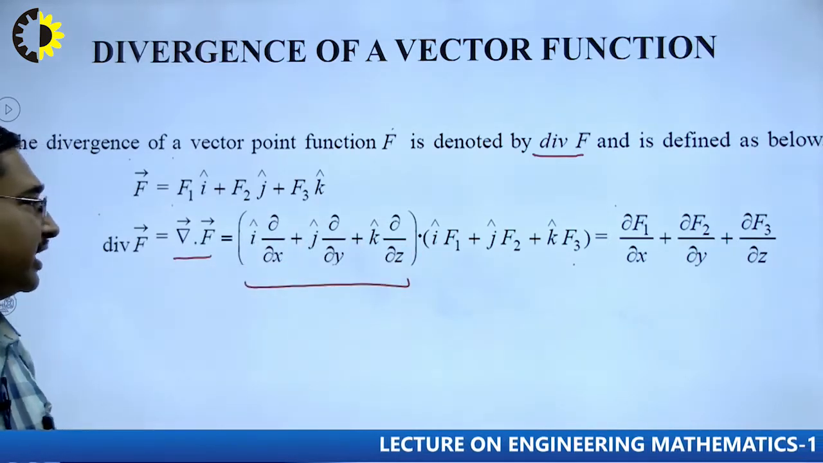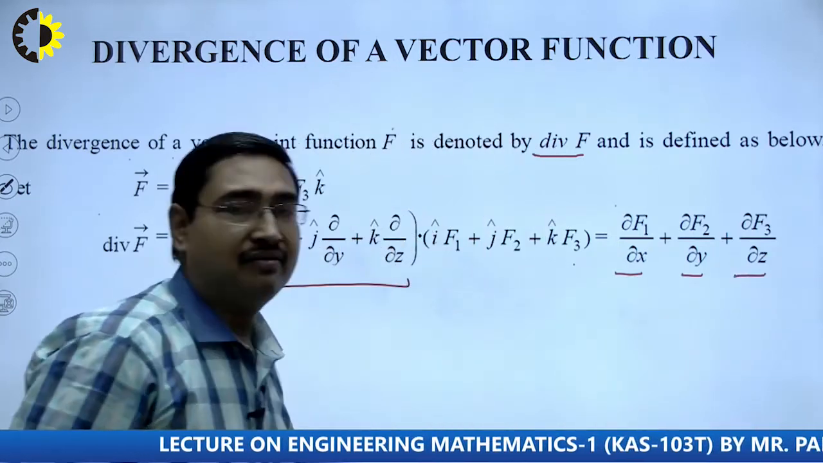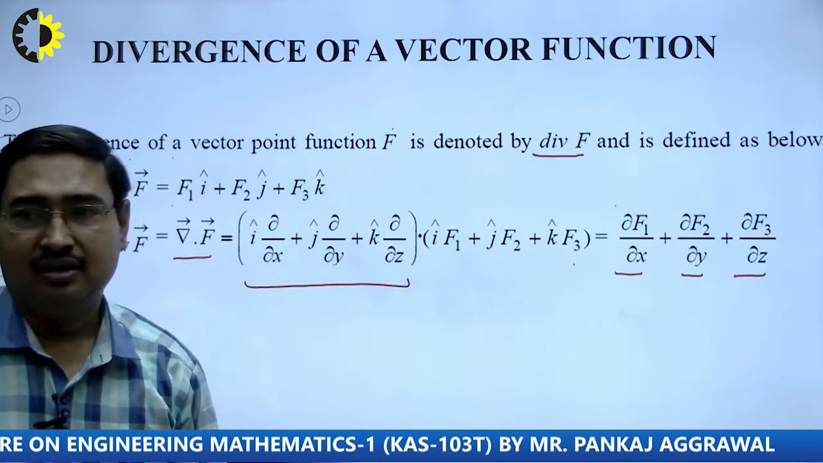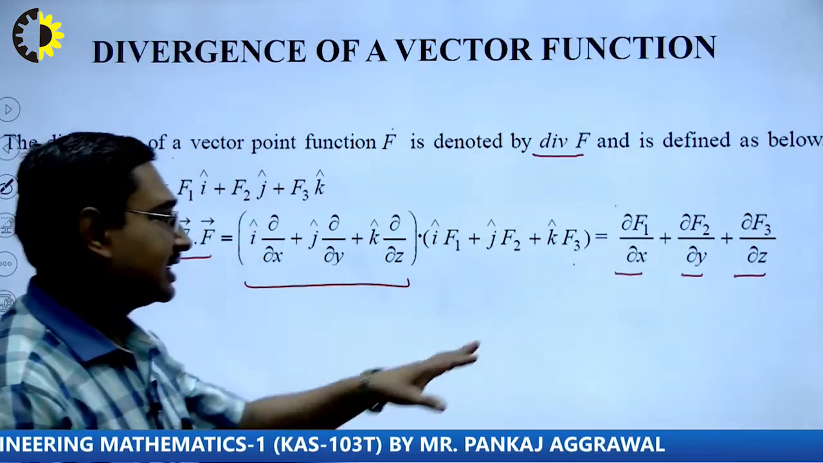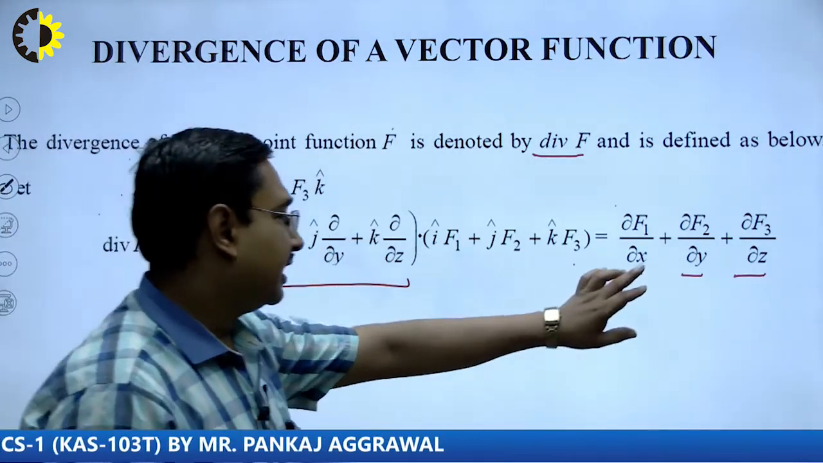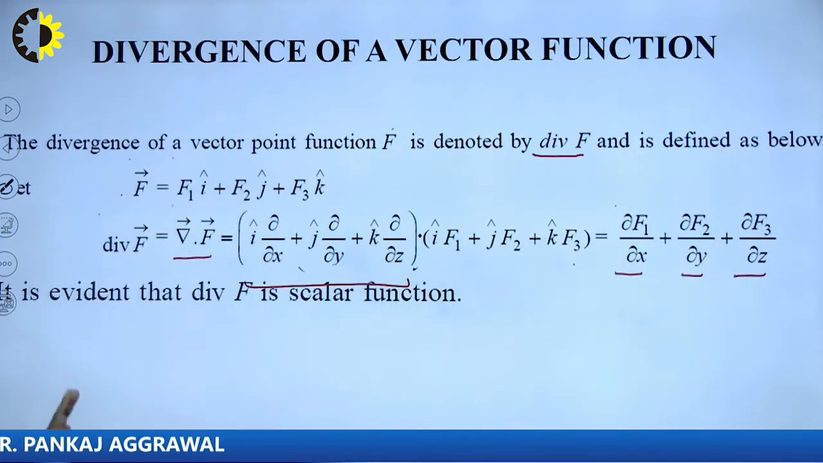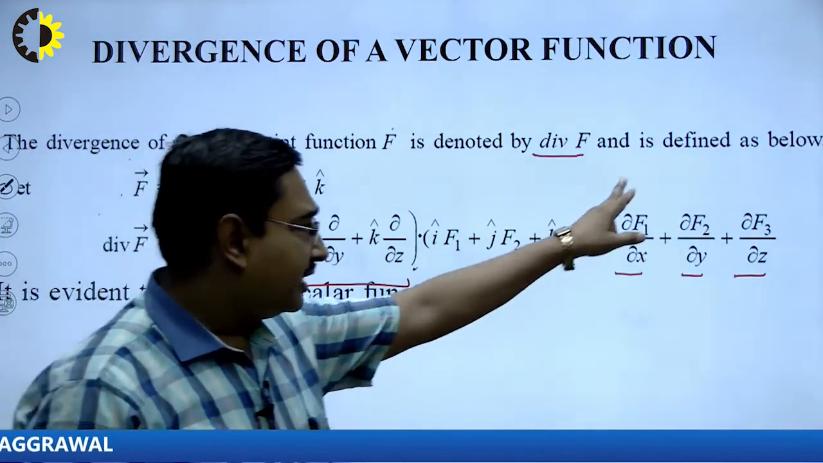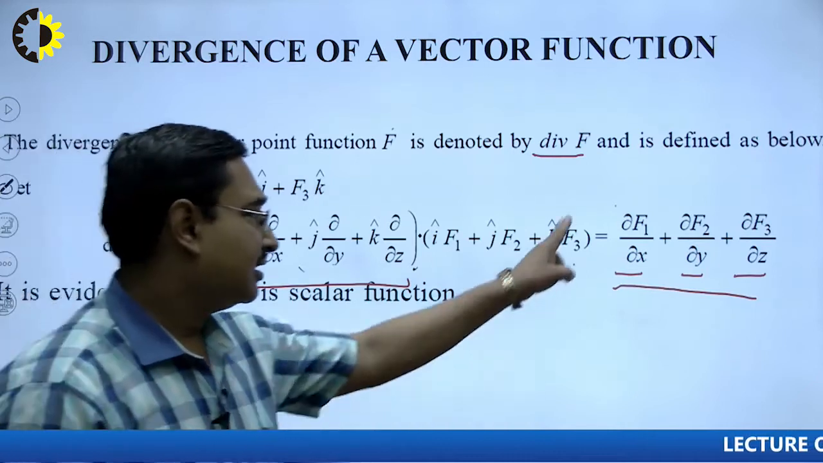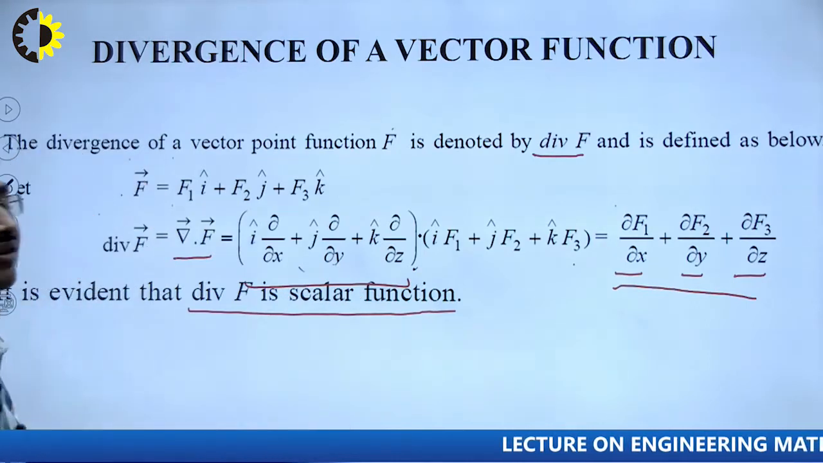F is this vector f1 i cap plus f2 j cap plus f3 k cap. Taking the dot product of the two vectors, I obtain del f1 by del x plus del f2 by del y plus del f3 by del z. Thus, if f is a vector function, then its divergence is this expression: del f1 over del x plus del f2 over del y plus del f3 over del z. We can see here that this value has no i, j and k, which means this is a scalar value, and therefore divergence f is a scalar function.